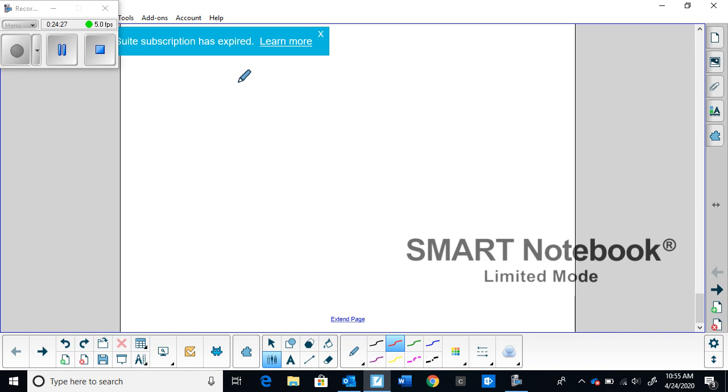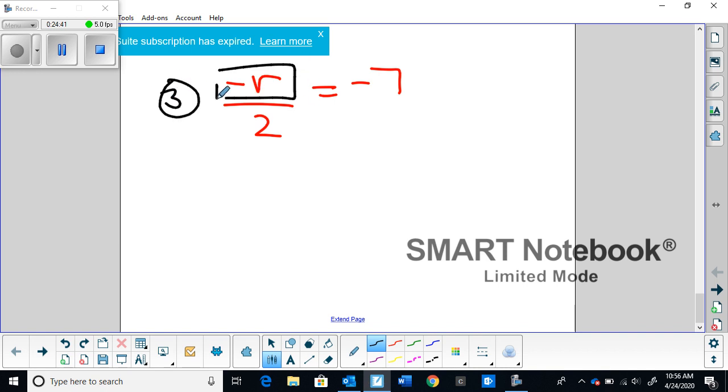We've got one more method that we're going to do, and then we're done. So negative r over 2 equals negative 7. This is the third method. This is using opposite operations to isolate the variable. So we want to get this r by itself over here.